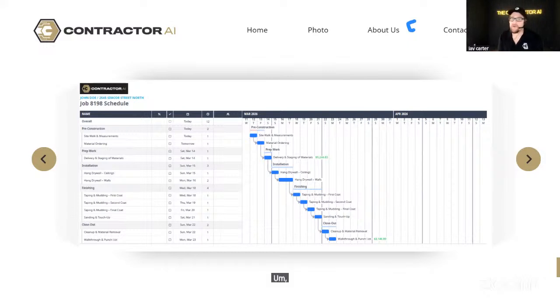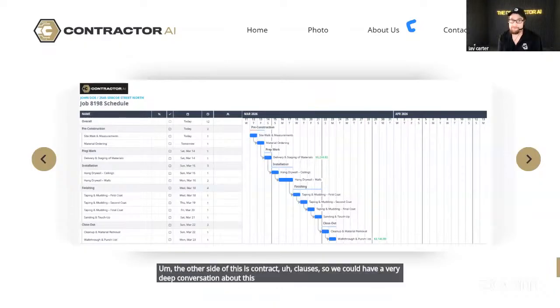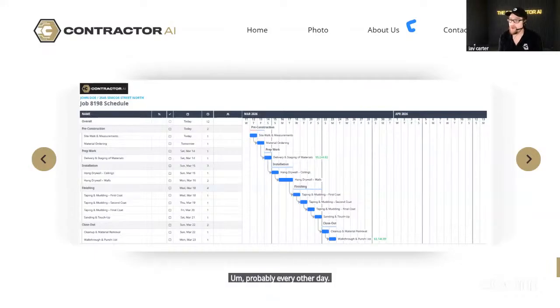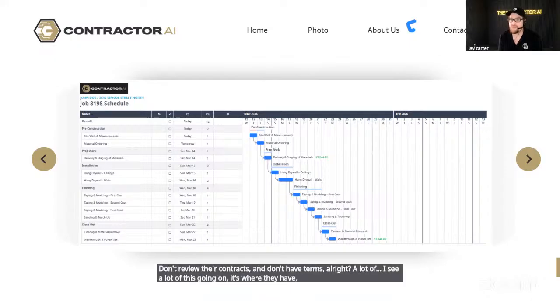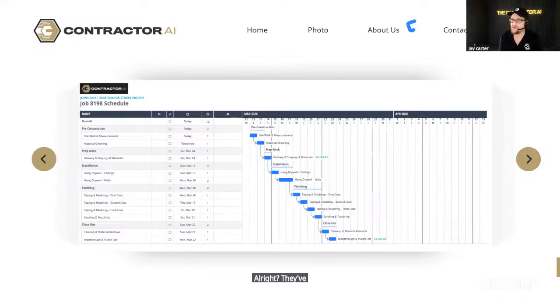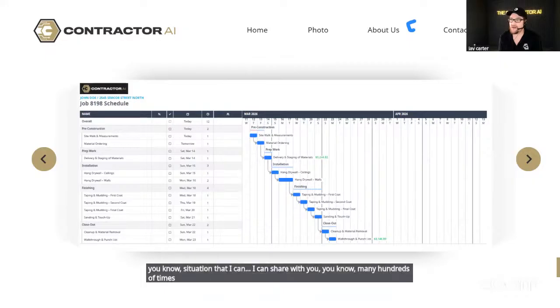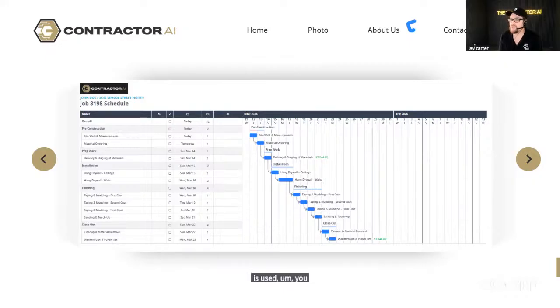Yes. The other side of this is contract clauses. We could have a very deep conversation about this. I use my contract, and our team uses our contract, probably every other day. Most contractors don't review their contracts and don't have terms. I see a lot of this going on where they have maybe somebody else's contract, a boilerplate or a template. It's super important that we think of our contracts as tools, as a way of de-escalating situations. I can share with you many hundreds of times where my contract is used to de-escalate.